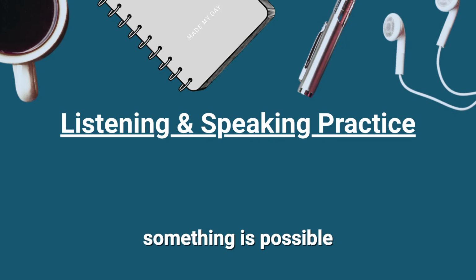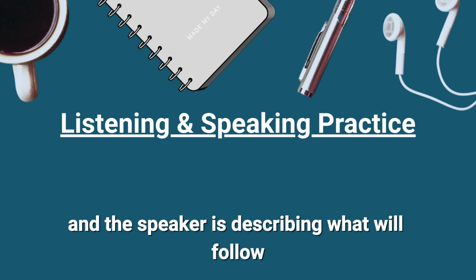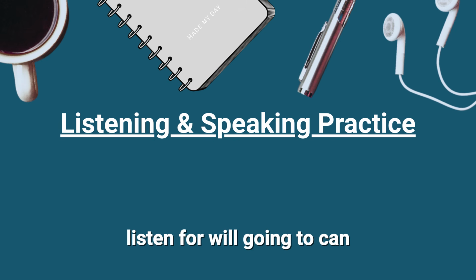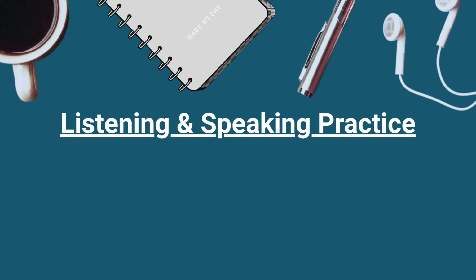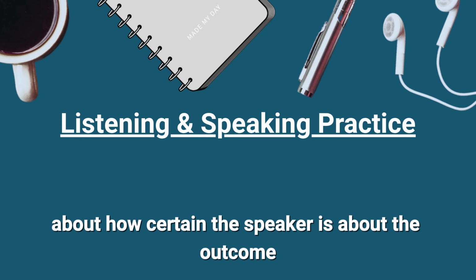Something is possible, and the speaker is describing what will follow. Listen for will, going to, can, or might in the result part. These give you signals about how certain the speaker is about the outcome.